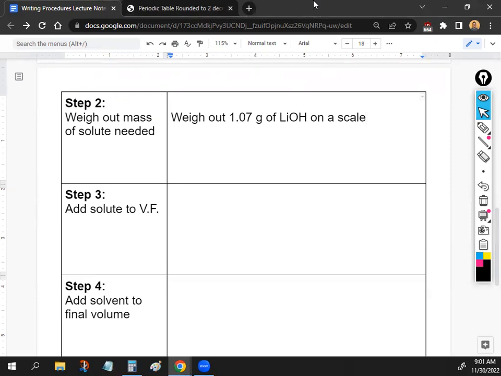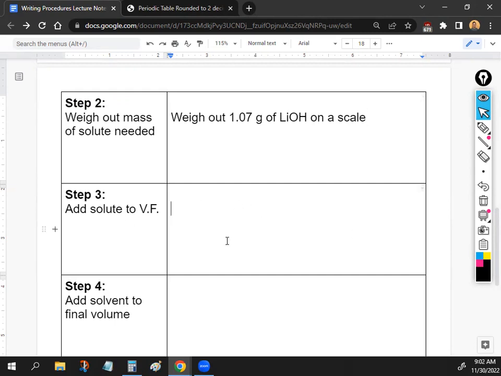And whenever we make these solutions in class, and you'll have to write the procedures when you do the experiments, it's always going to be the same 5 steps. Okay. So far, so good. Okay, the last ones are pretty easy.